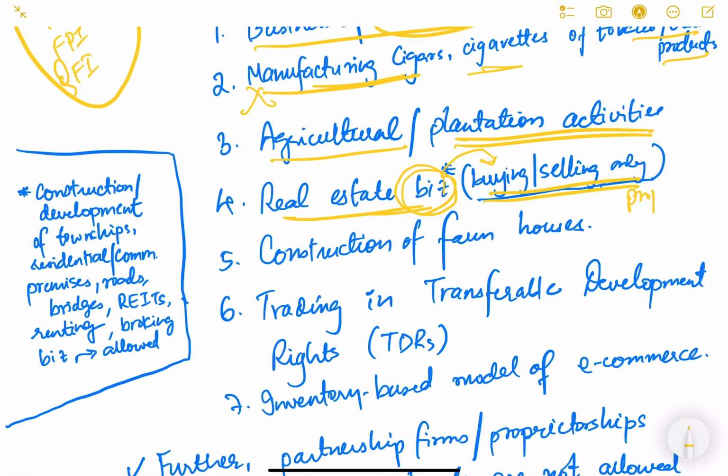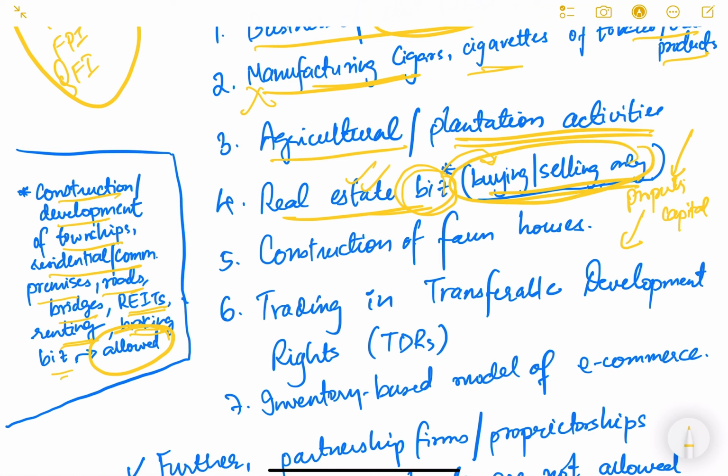For example, there is a property. So some foreign investor is coming, buying this and then selling this for making capital gains. That is known as real estate business and it is not allowed. Whereas foreign investment is allowed in construction or development of townships, residential, commercial premises, roads, bridges, real estate investment trusts, renting of real estate, broking business, etc. These are allowed. So real estate business only means buying and selling.